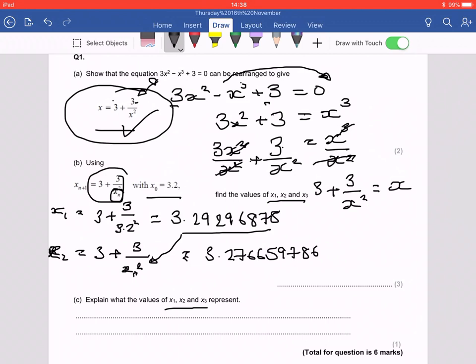All right, so we've got x1, x2, second mark. And then we're going to do exactly the same thing for x3, but this time we're going to use our answer of x2 as the thing we square at the bottom. So it's going to be 3 plus 3 over.